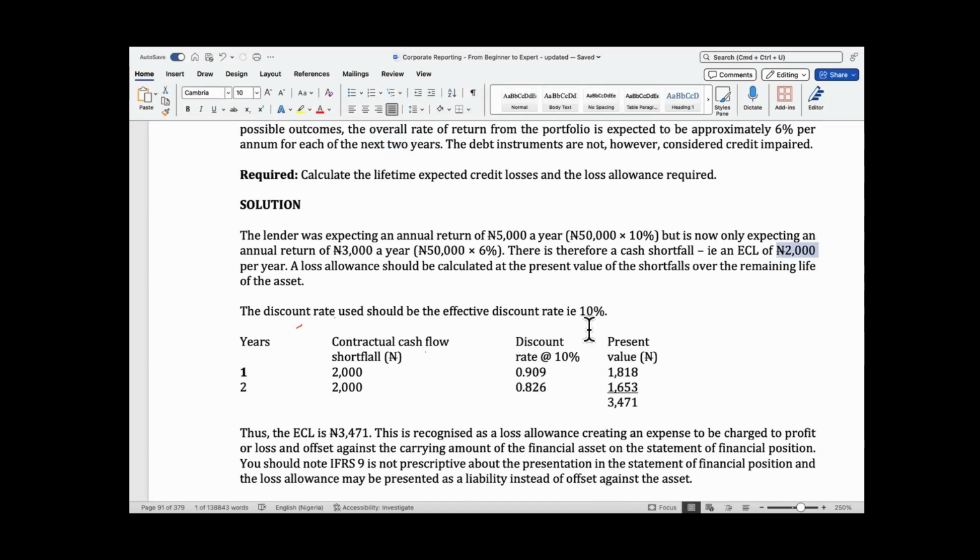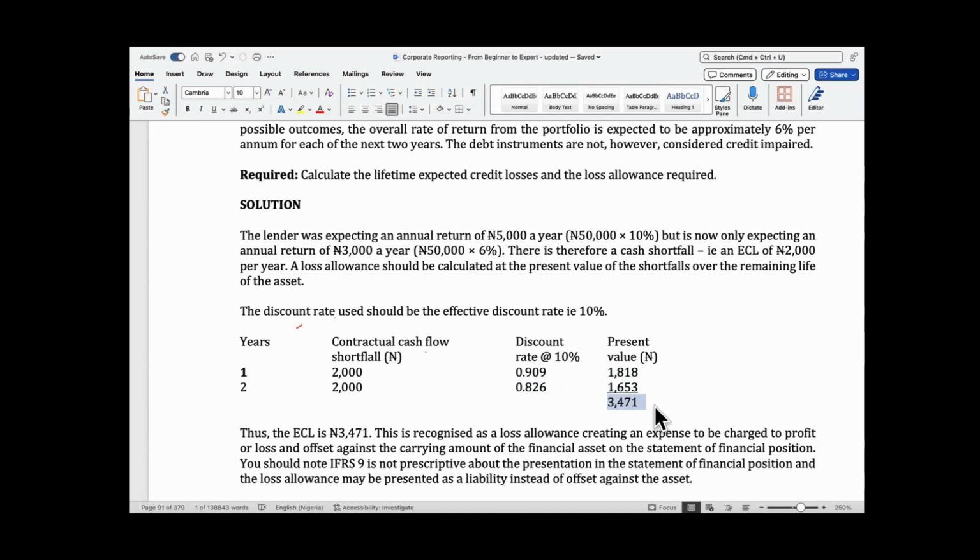And how do you get present value? So year one, 2,000, we'll do the discount rate at 10% using the effective interest. If you do 1 plus r raised to power minus n, it gives you this. Multiply that by 2,000, it gives you 1818. You do the same thing for year two. So by the time you add the two together, this is the present value of that 2,000 for 2 years. And this 3471 is what you're going to recognize in your books as loss allowance. This is how you calculate ECL, expected credit loss.